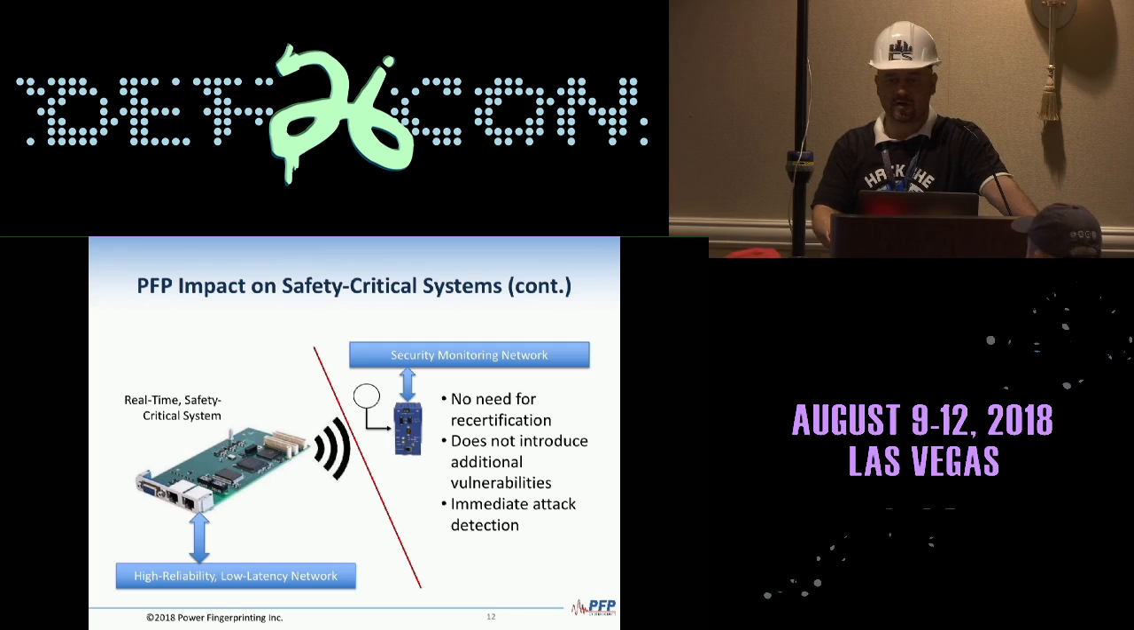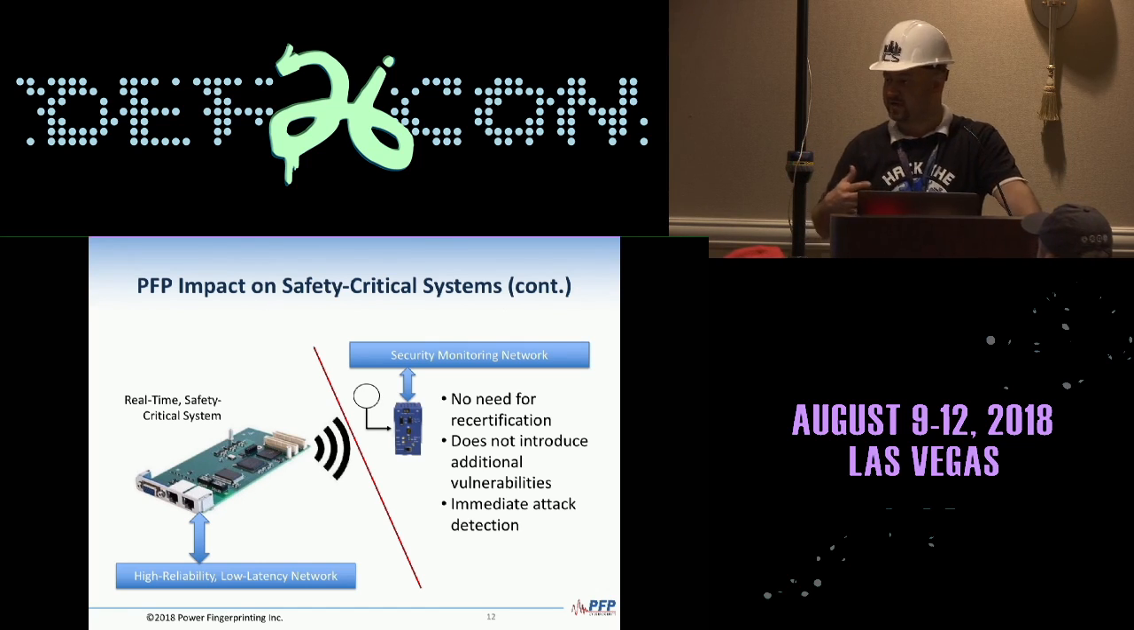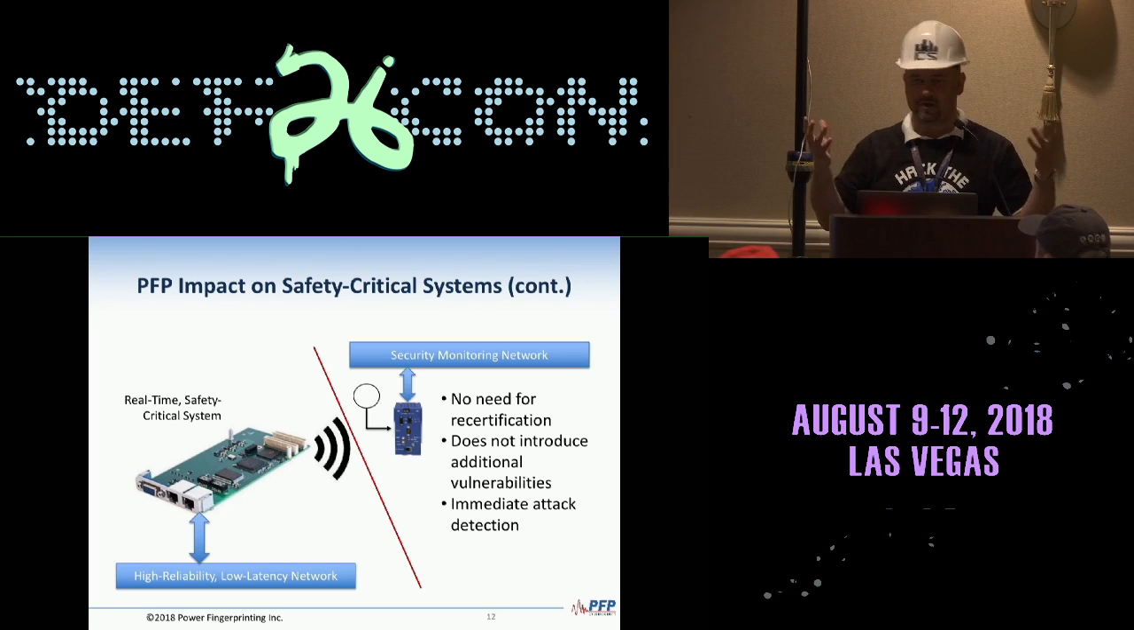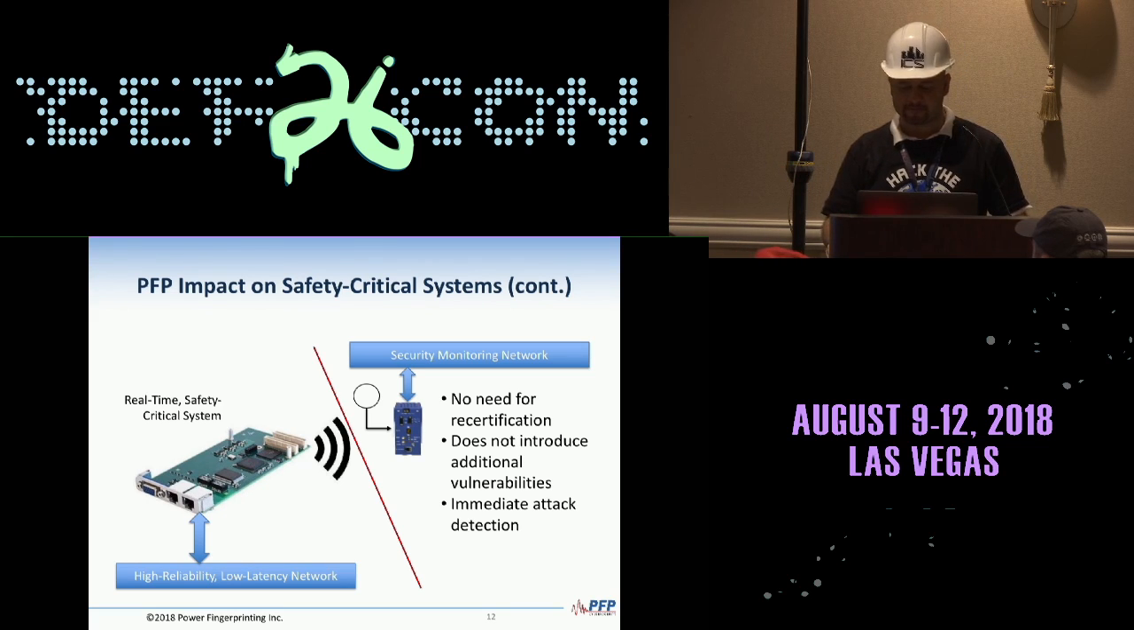A lot of critical infrastructure plants have to go through a very rigorous certification process to make sure that they don't, you know, explode and kill people. Every time you introduce a change in any of those systems, it can be very expensive to go through the whole recertification. With PFP, you're not changing any of that. By using side channels, you're not changing any of the system, so you avoid all that complex process.